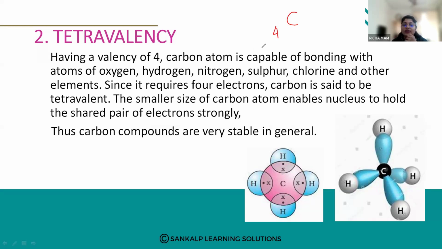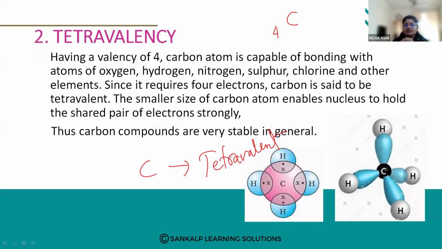It is capable of bonding with other carbon atoms, and other atoms like oxygen, hydrogen, nitrogen, sulfur, chlorine, and some other elements. Because carbon requires 4 electrons, it is called tetravalent. Tetra means 4. Because of the valency of carbon, as it has 4, it is capable of bonding with other carbon atoms. So carbon is called tetravalent.